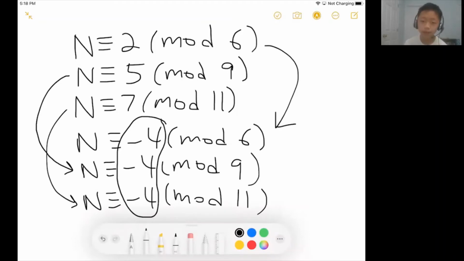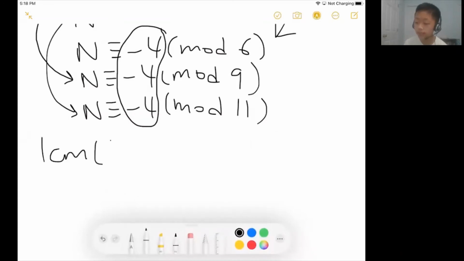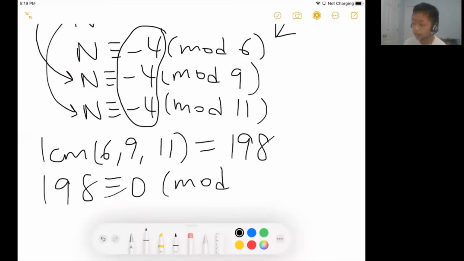this is helpful because we know that the smallest number that is a multiple of 6, 9, and 11 is just the least common multiple of 6, 9, and 11. And that is just 198. So we know that 198 is congruent to 0 mod 6, 9, and 11.